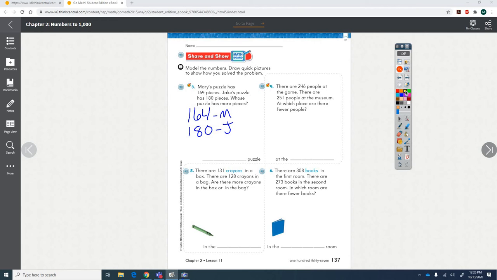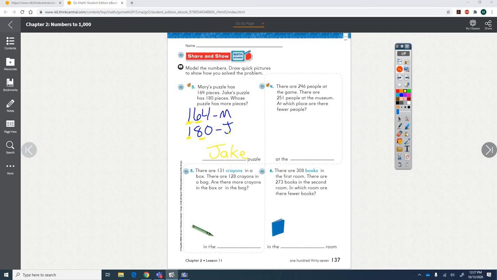Well, remember how we compare those numbers. We're going to look at the hundreds. Since they both have the same hundreds, they both have one, that's not more, that's the same, so we'll have to go to tens. Oh, see, Mary's has got 6, and Jake's has got 8. Who's got more? Yeah, Jake. So we're going to be able to write Jake right there. It's not bad, what we're doing today, is it?